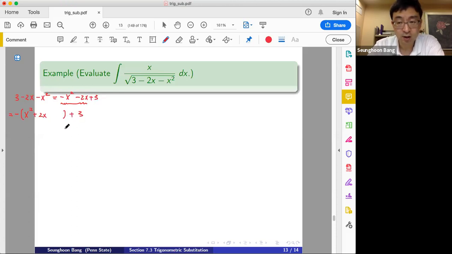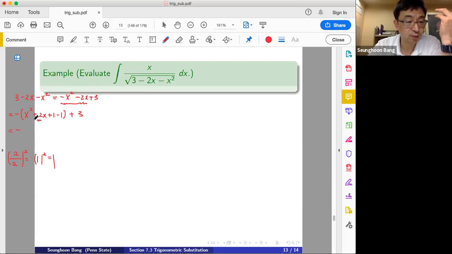The next, I'm going to make the perfect square form. How can you make a perfect square form? You take the coefficient of x, always divide by 2. This is what? 1. Next, square. This is the result. We add 1 squared and subtract 1 squared. This is the idea. This is like 1, right?